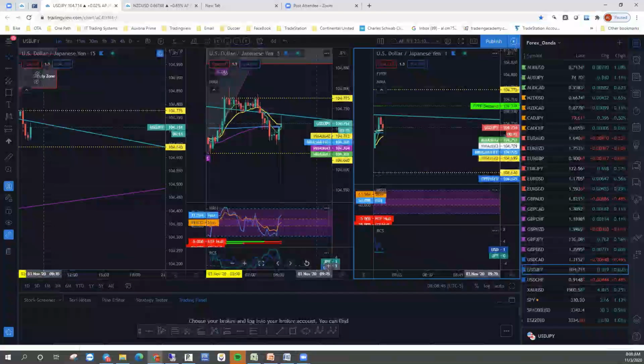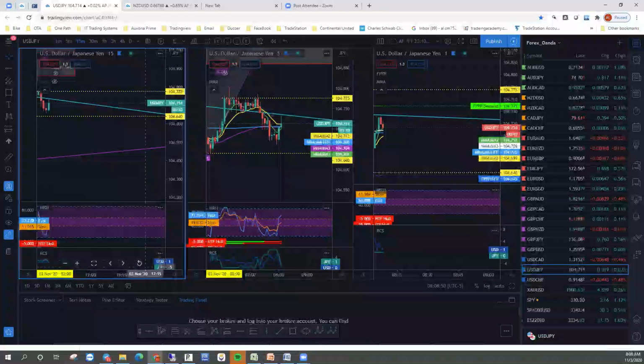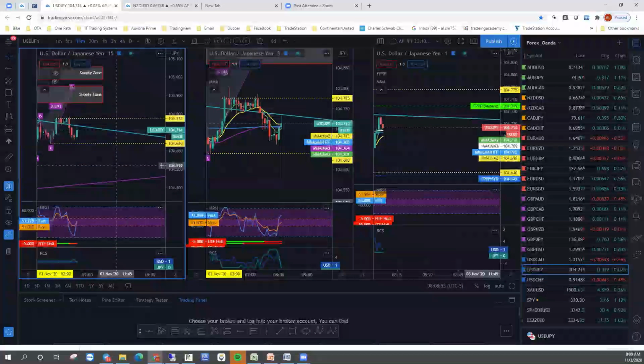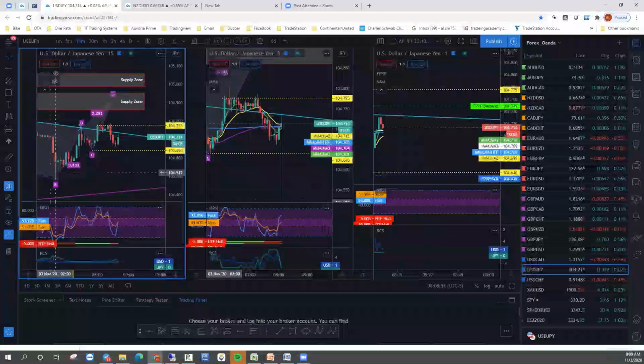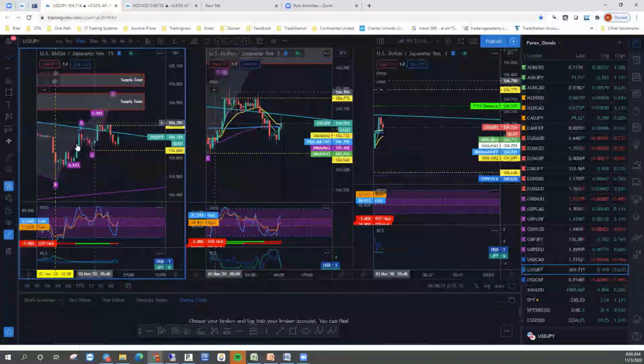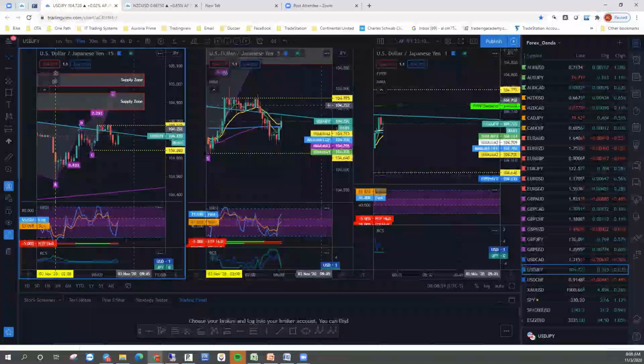The Japanese yen is strong, but they're fighting for last place here. So this could be the fact that we had that strong move down, and now it's starting to work its way up. This could be a possibility of a trade.